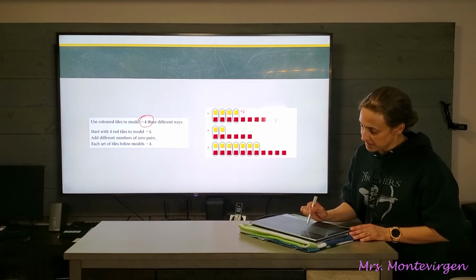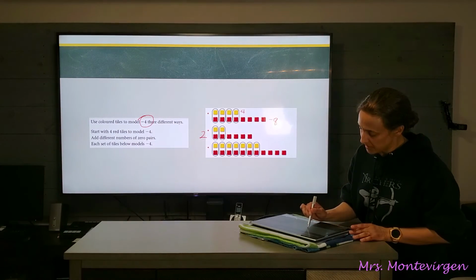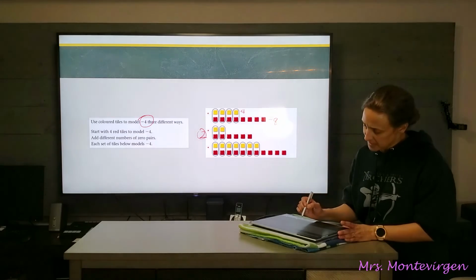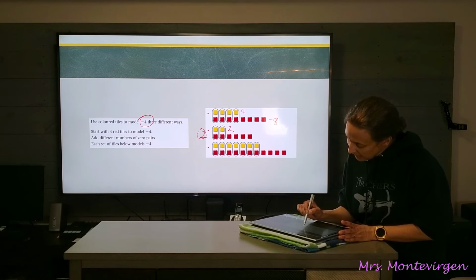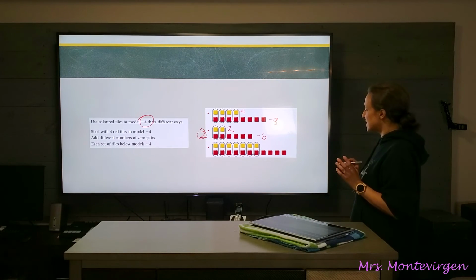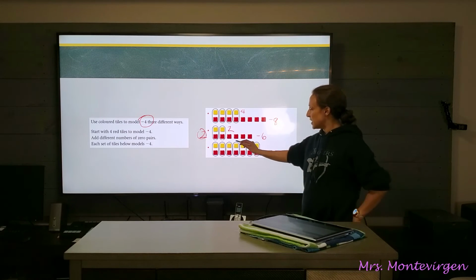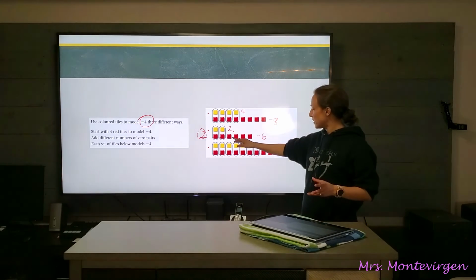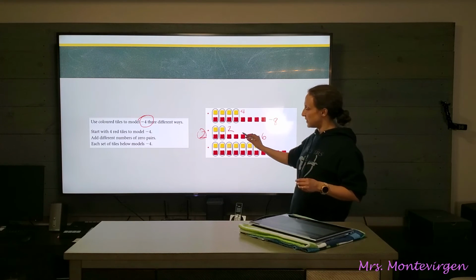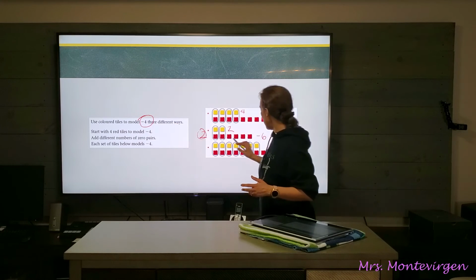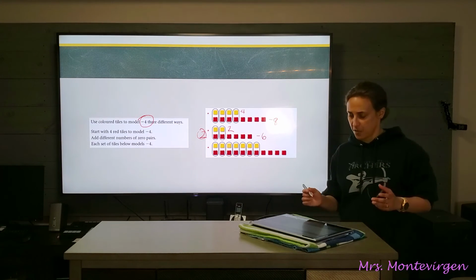Okay? My second example is right down here. Now, in this example, I have 2 yellow tiles and I have six negative tiles. Again, I'm going to make all the zero pairs I can and see what's left. And again, I have 4 of those red tiles. And again, those red tiles stand for negative numbers. And I have another way of representing -4.